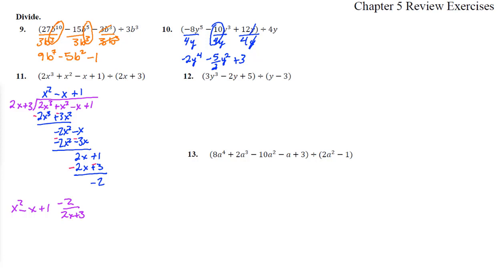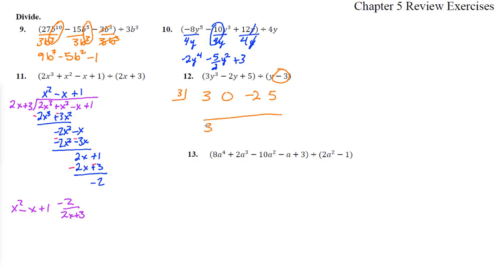All right, number 12. 3y cubed minus 2y plus 5 divided by y minus 3. We could do long division. This one, however, is set up for synthetic division, which means we're using the opposite of that number over here in the box. Then we write down the coefficients, 3, and then the y squared has a 0, then the y has a negative 2, then a 5. Alrighty, good. So that comes down as a 3.